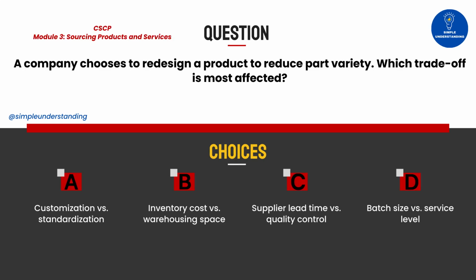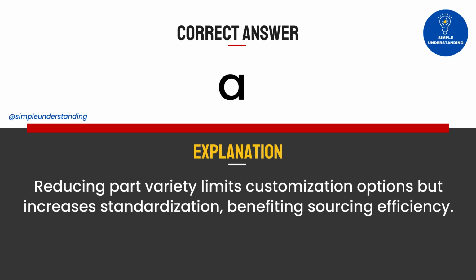7. A company chooses to redesign a product to reduce part variety. Which trade-off is most affected? A. Customization versus standardization. B. Inventory cost versus warehousing space. C. Supplier lead time versus quality control. D. Batch size versus service level. Correct answer, A. Explanation. Reducing part variety enhances standardization but limits customization options.